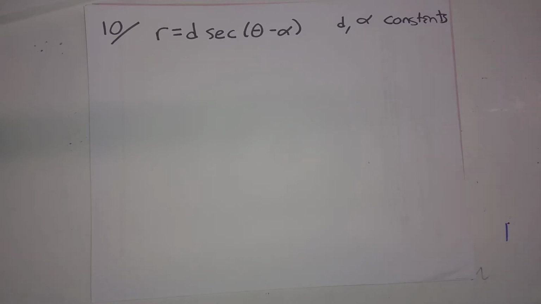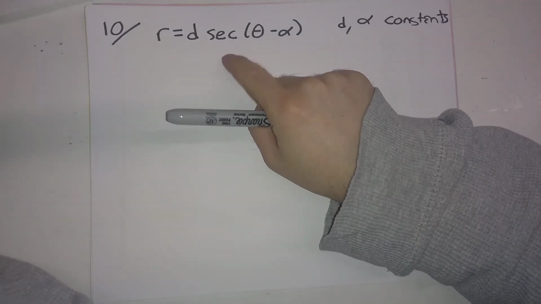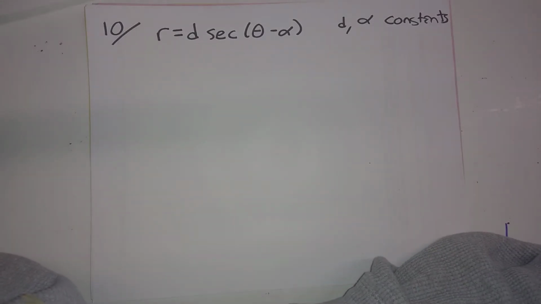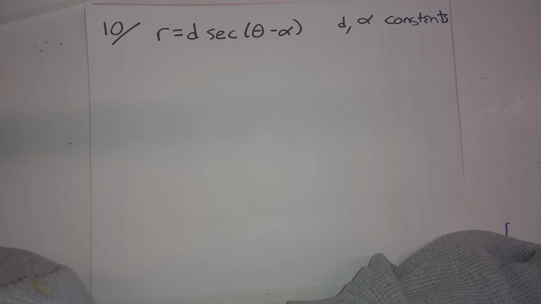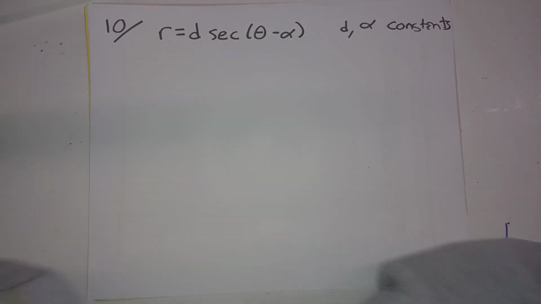There's two things I don't like to see in this problem. That's going to make it tricky. The first is a secant. So usually I'm working with polar coordinates. I like to see cosines and sines because I know that r cosine theta is equal to x, r sine theta is equal to y. A secant, I don't really like that.